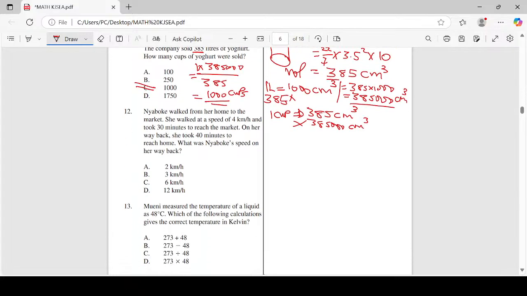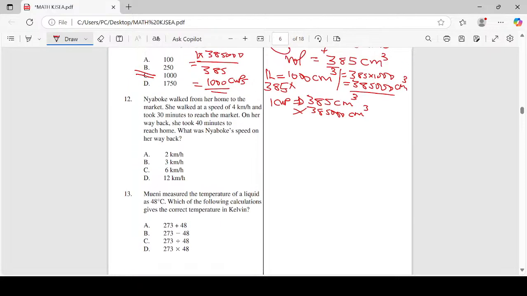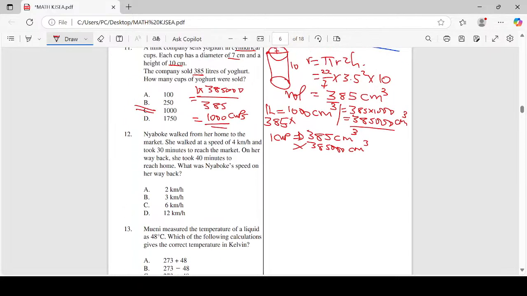Let's look at question number 12. Nyaboke walked from her home to the market. She walked at a speed of 4 kilometers per hour and took 30 minutes to reach the market. On her way back, she took 40 minutes to reach home. What was Nyaboke's speed on her way back?